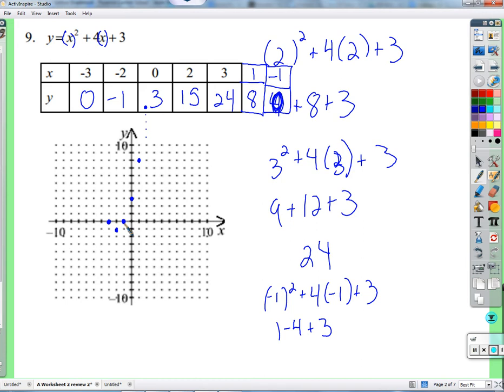Well, the more points we plot, the more we start to understand that it looks like a U. Yeah, let's talk about it a little bit. Not a V, instead. We don't want our graphs to be pointy.